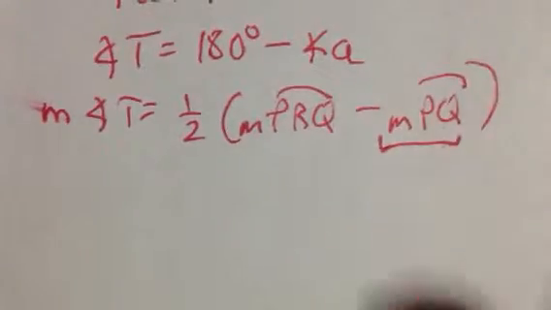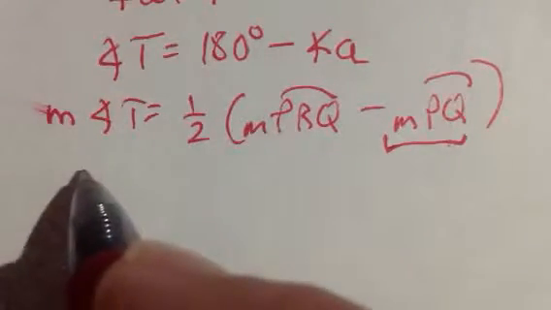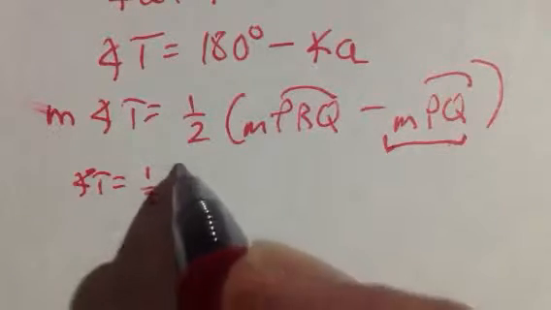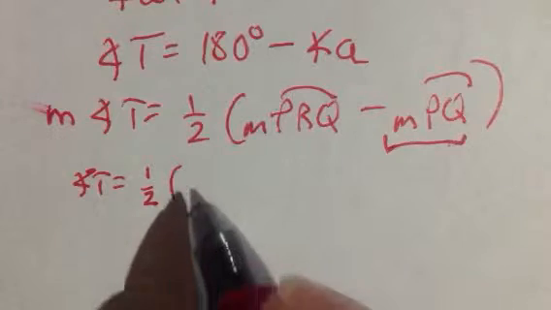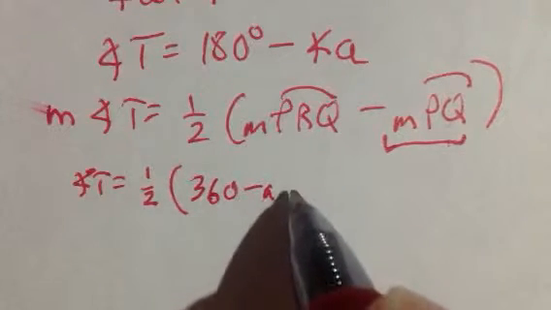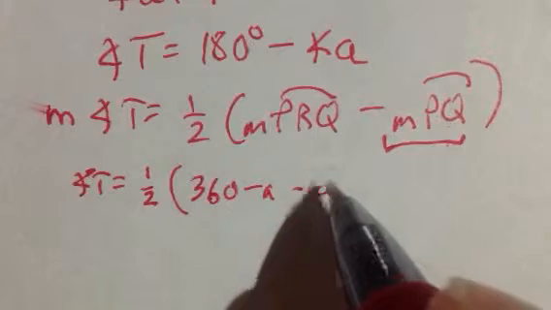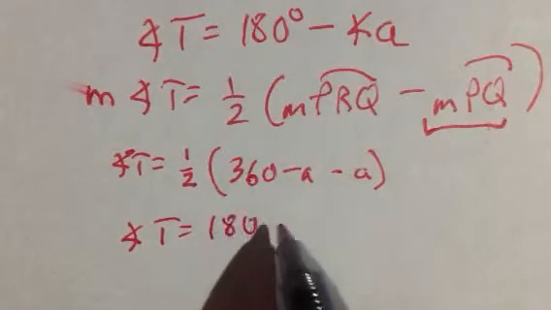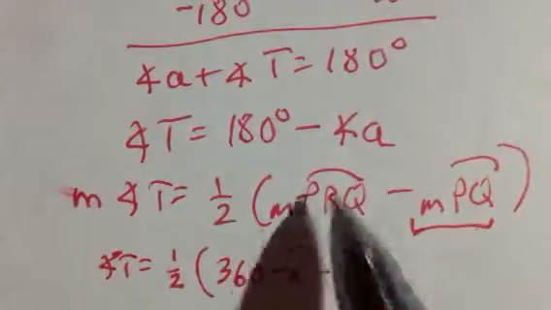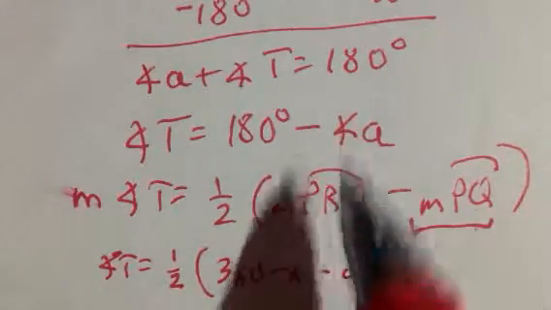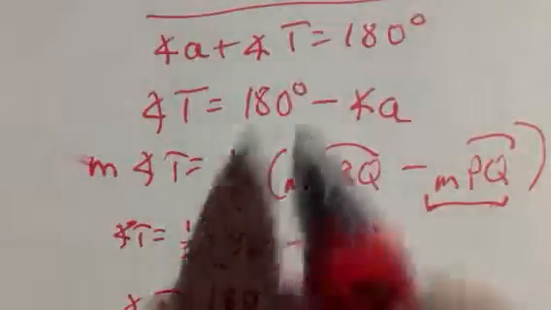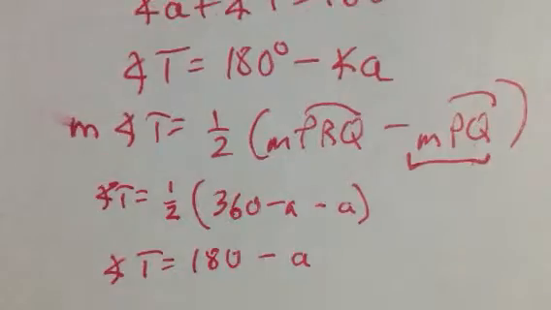So we can substitute those values down here. So we have angle T equals 1/2 times measure of PRQ, which is 360 minus A, minus the measure of PQ, which is minus A. This gives us angle T equals 180 minus A, which is exactly what we had found is true just from our drawing of the circle. So therefore, these two expressions are equivalent, and we've proven the theorem for tangents.